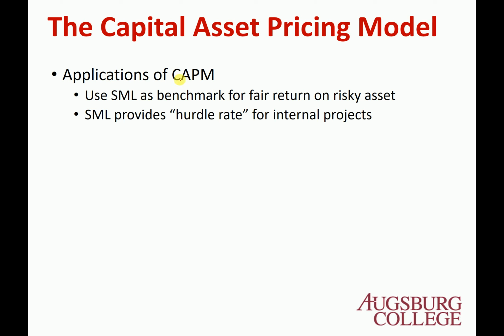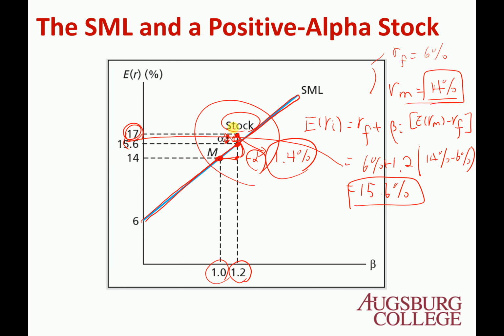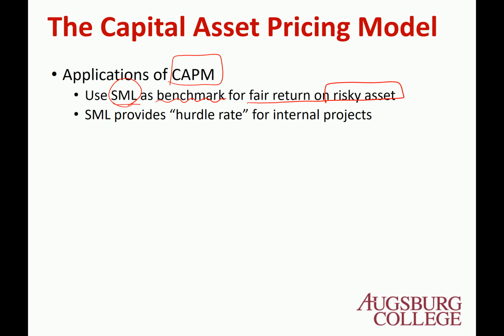So how do we use the CAPM? The application of CAPM is to use this SML as a benchmark. So this SML may be a benchmark for the fair return on a risky asset, right? So we have some kinds of alpha that will go away if the model's right. And then this SML also provides a hurdle rate for internal projects, because this is kind of the cost of equity, right? It's the cost of equity. This is the fair return of the stock.